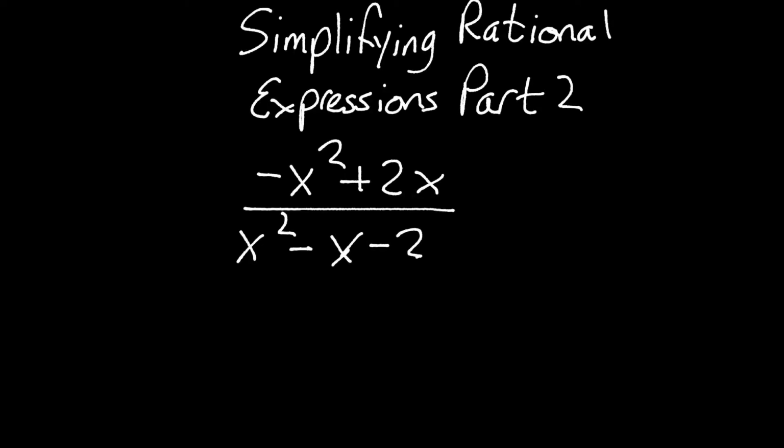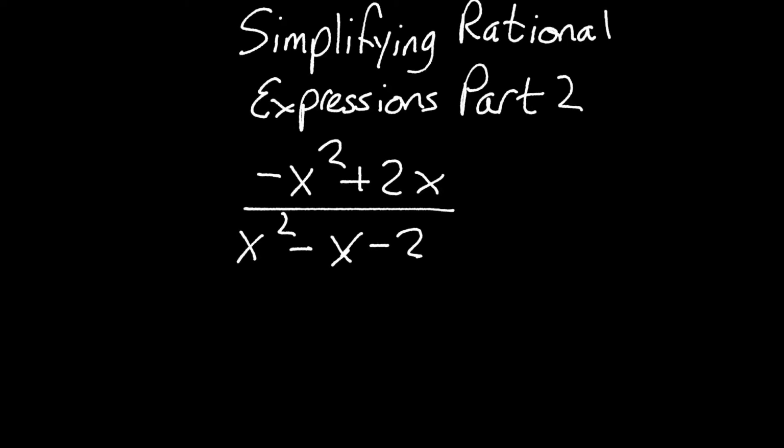Welcome to Simplifying Rational Expressions Part 2. In this video, we're going to focus on how we handle simplifying these rational expressions when we have a negative leading coefficient. We always want our x squareds in front to be positive as often as we can. So what we're going to do here is see how we handle this tiny little negative, which doesn't seem like it should cause any problems, but unfortunately it will.